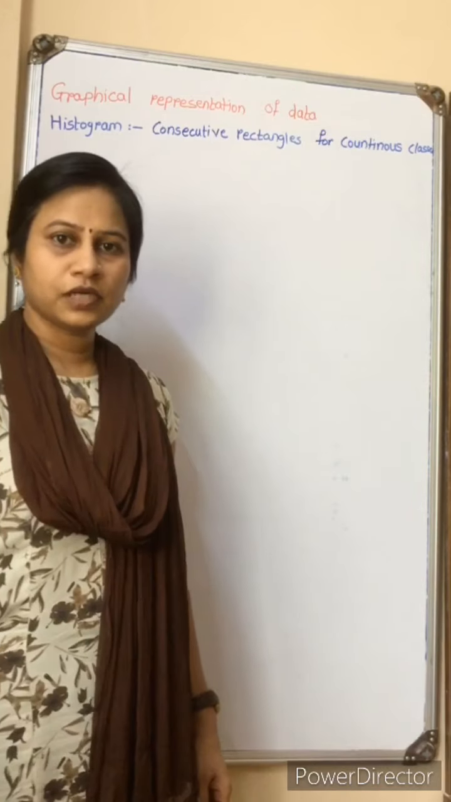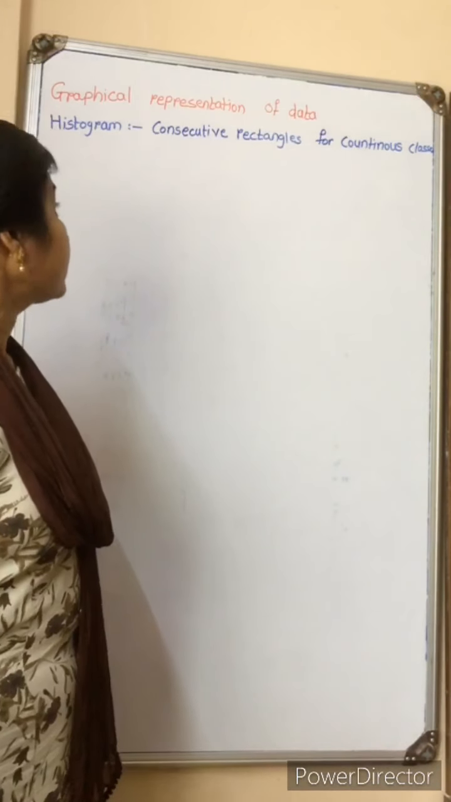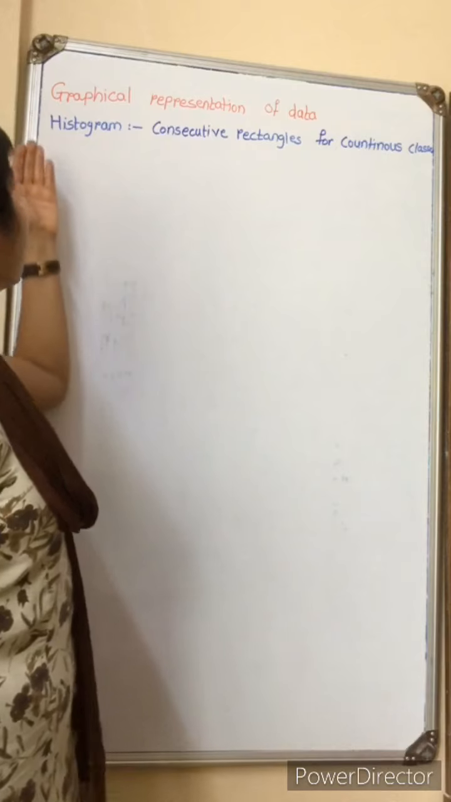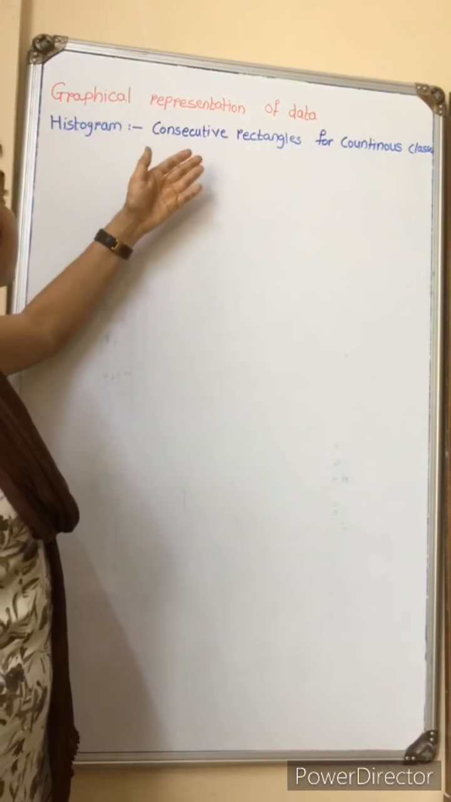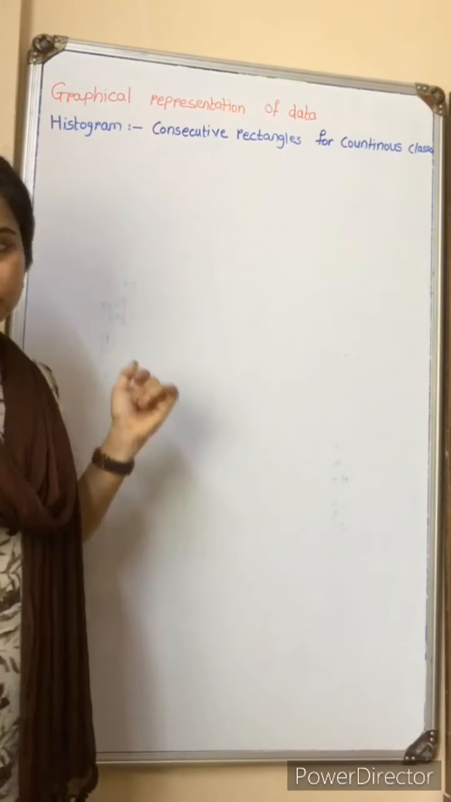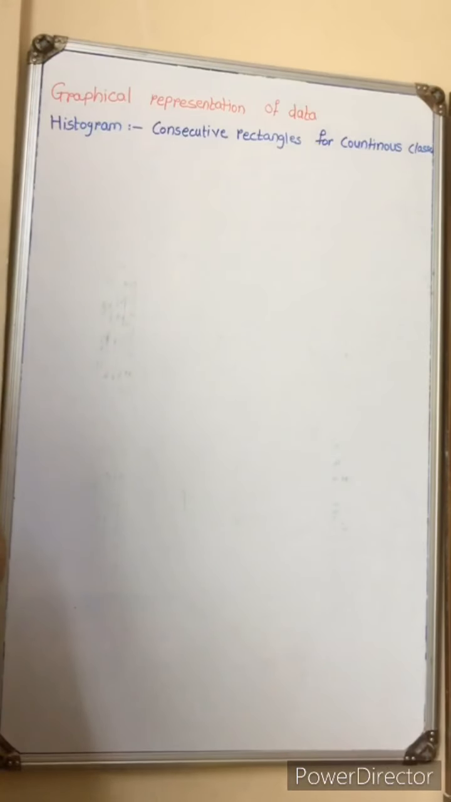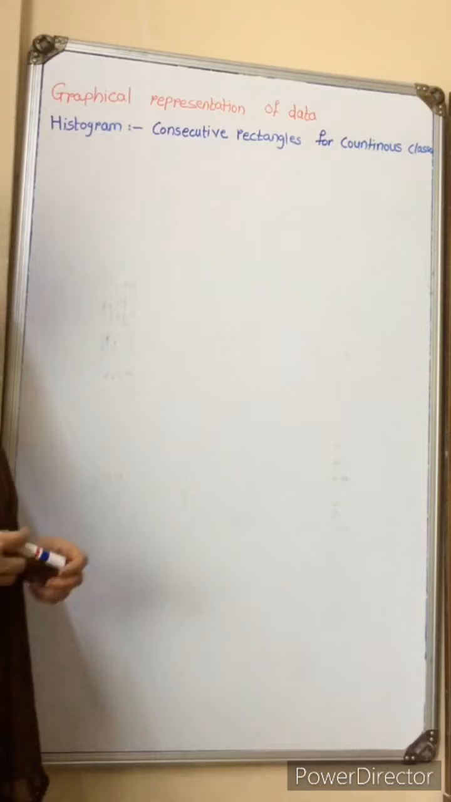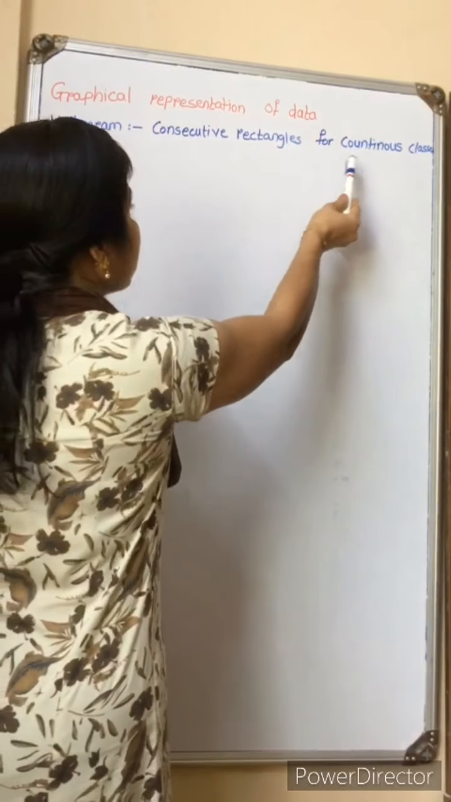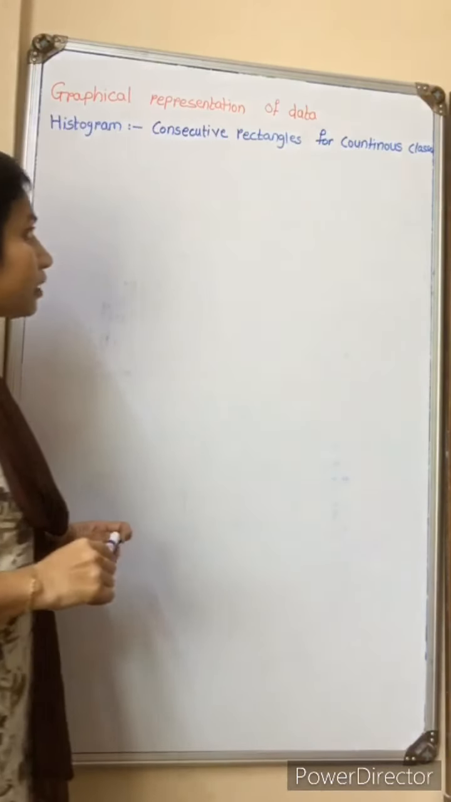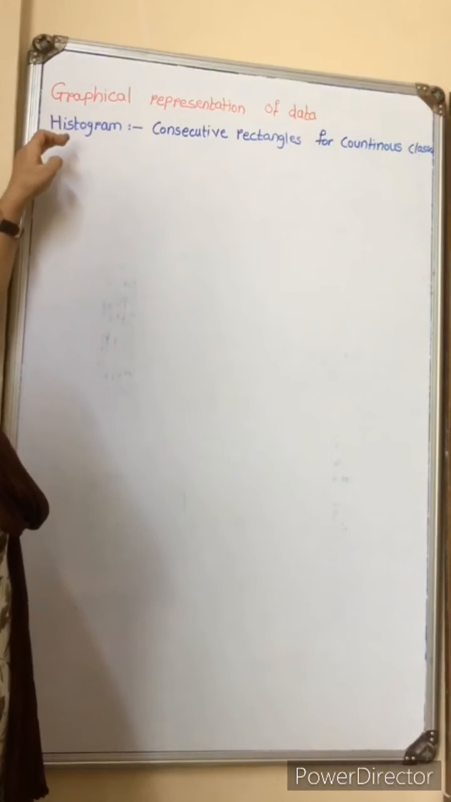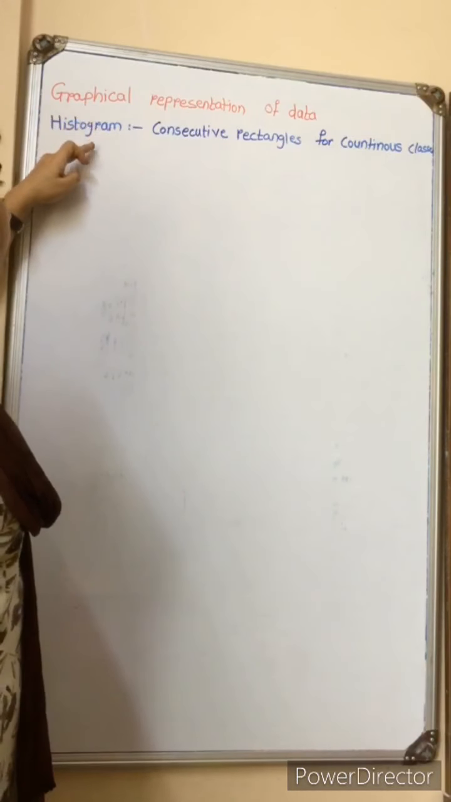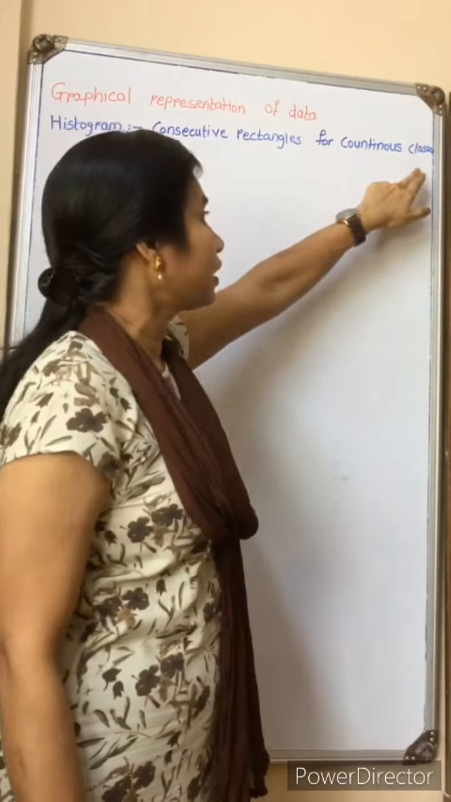Today we are going to start with graphical representation of data. In graphical representation of statistical data, first we'll see histogram. Now, as the name suggests, the definition is given here that it is consecutive rectangles for continuous classes. Histogram simply is a bar diagram, but it is drawn only for continuous classes.